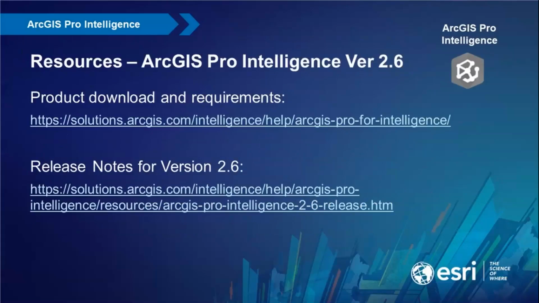In terms of resources, if you just do a search on the internet for ArcGIS Pro Intelligence, it's going to take you to solutions.arcgis.com, and you'll see all the product downloads and requirements for this application. There are also release notes available for different versions, so you can go see the release notes for 2.6, and they will list all the new capabilities and tools that we mentioned today.